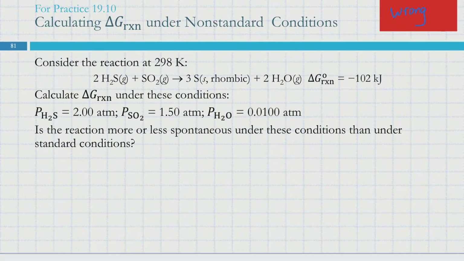Consider this reaction. Calculate the delta G under these conditions. And we've got some partial pressures. The answer that was on the slide is wrong. I forget what it is, but it was wrong. I checked.